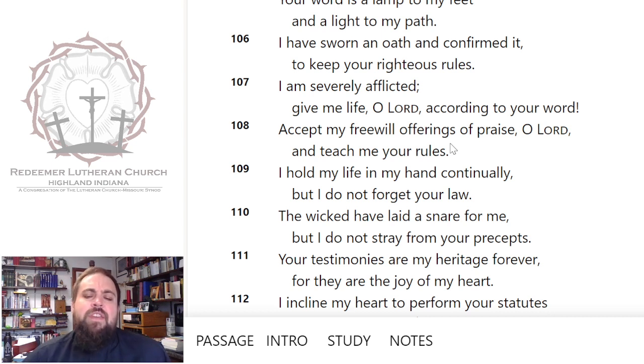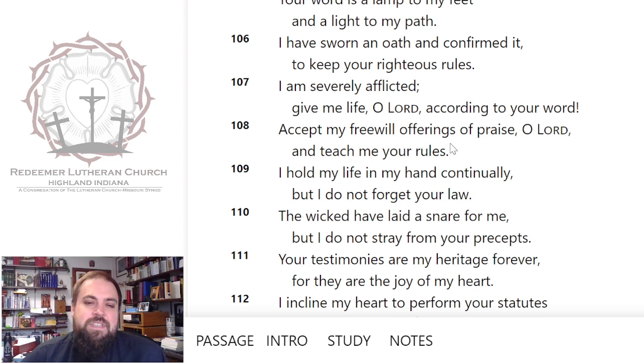Verse 109, I hold my life in my hand continually. That's an expression that I think means that the person's life is in danger, or at least they feel that it is. That every day they're taking their own life in their hands is what he's saying, okay? And that's stressful continually. And the psalmist acknowledges that. And then he also says, but I do not forget your law. Like, I know this is hard, God, and I'm really trying to do this, and it's not working out the way that I want it to. And I'm not giving up, God. I'm saying, please, throw me a bone here. Help me out. I am severely afflicted. So I think we can all identify with those feelings from time to time.